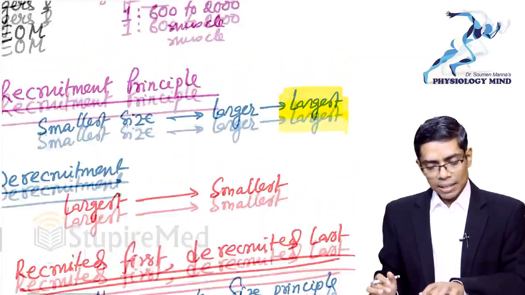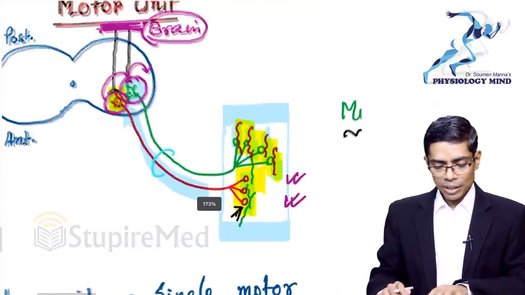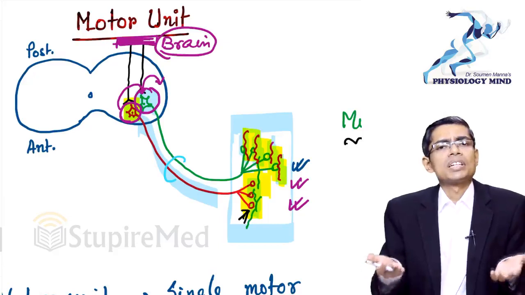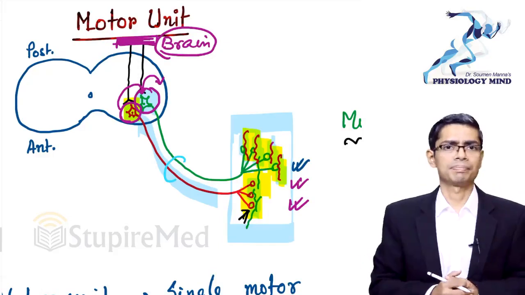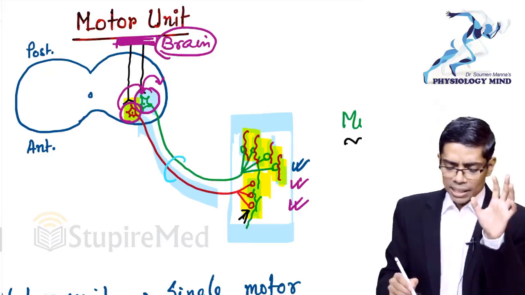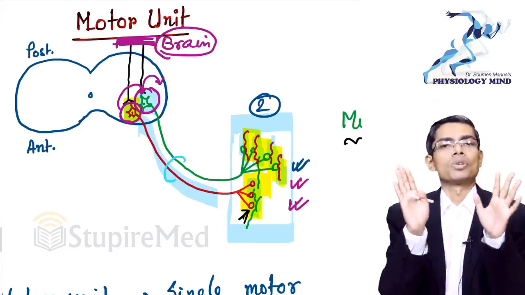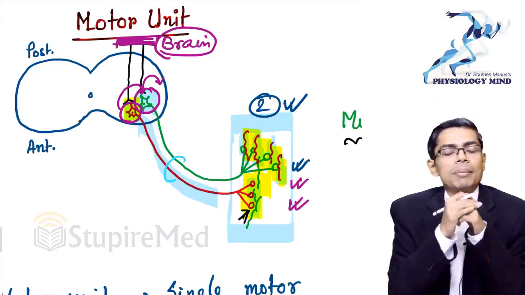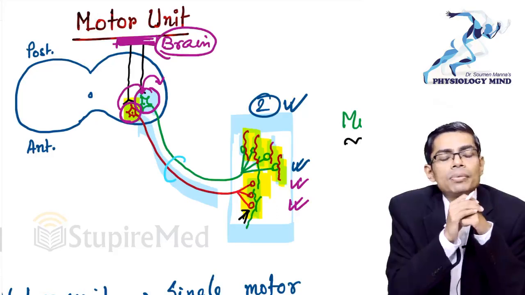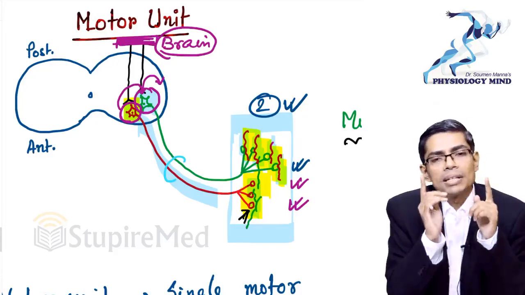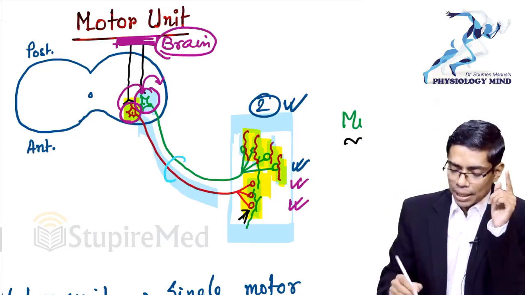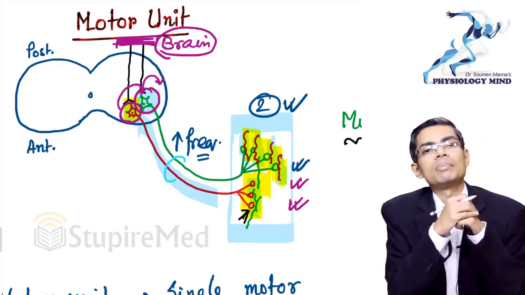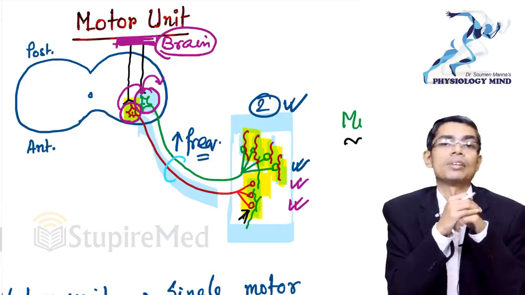So easily you can understand from this discussion that if you recruit more and more motor units, what will happen to the force generated by the muscle? Obviously force generation will increase. But suppose I have only 2 motor units in this muscle, and you have recruited both, but your force is not adequate to do the job. What will you do? Then the only thing that is possible is to increase the frequency of discharge of this motor neuron.